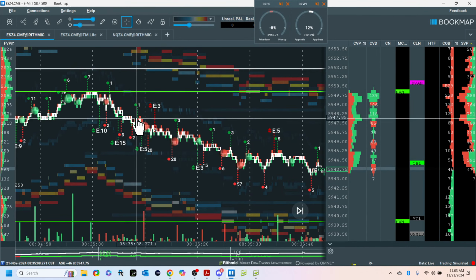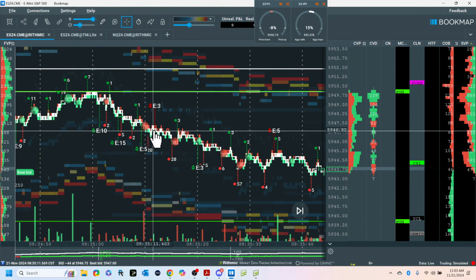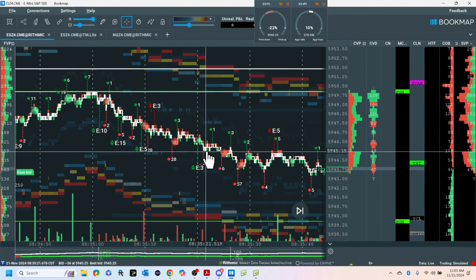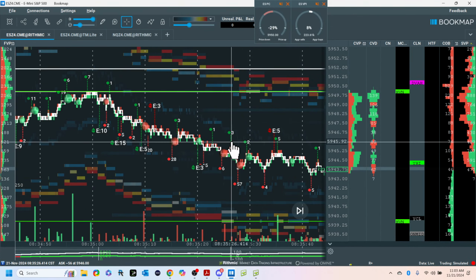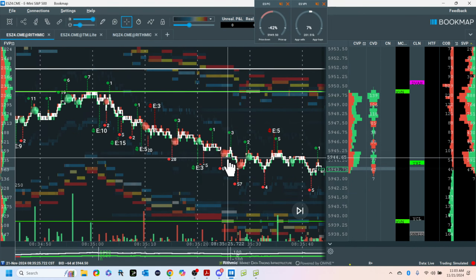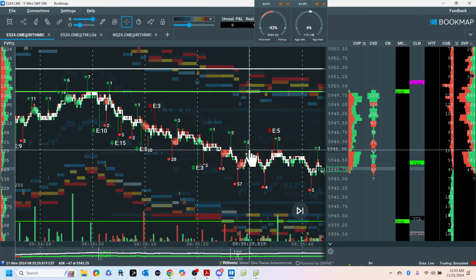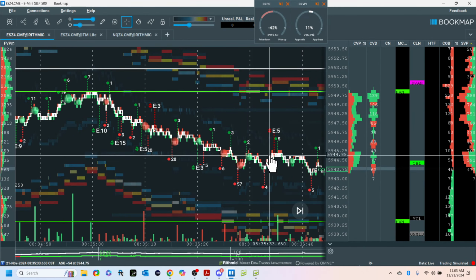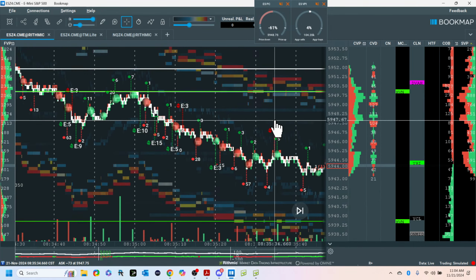Microstructure, too high. Microstructure, break low. These are triggers. Too high. Microstructure, break low. Too high. See it? Microstructure, break low. Too high. And you could do whatever you want with these. I'm not going to mark them. I just want you to see them.